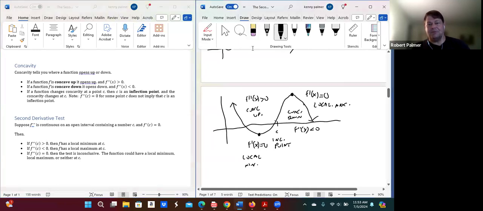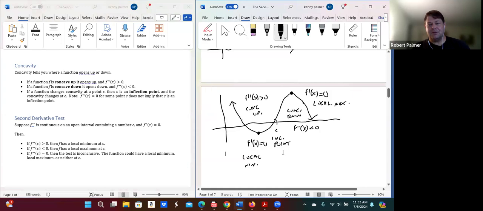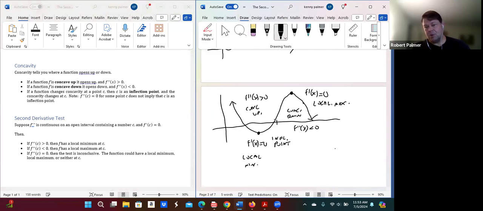Actually, not to be confusing, let me change this and call this c. We have our inflection point right here, so don't confuse it with the c I'm using here. Inflection point there where it changes. So once again, we have a place where the first derivative is equal to 0. If the second derivative is positive, the graph is concave up, and that means it's a local minimum, as we see right here. But over here, if it's concave down, which means the second derivative is less than 0, then it's a local maximum, as we see right here.